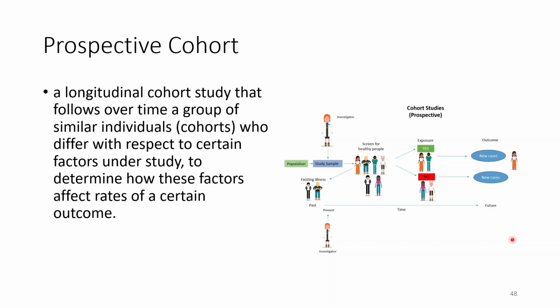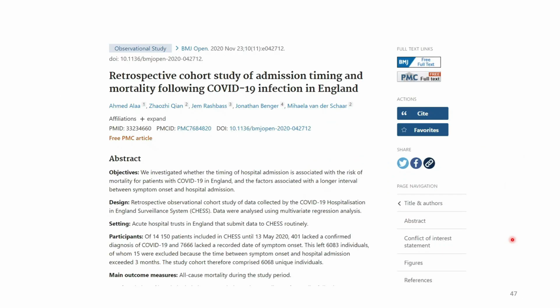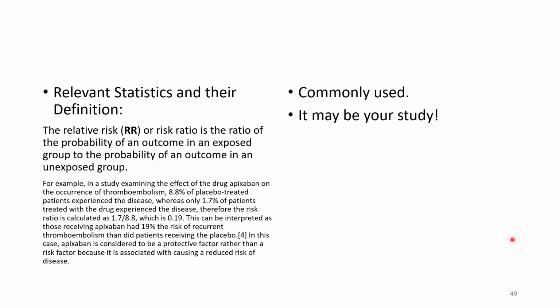This is the prospective and retrospective cohort, and both of them share the same statistical value, which is the relative risk. That's the unique statistical measure for it. So we have mentioned with case controls the odds ratio. Here it's the relative risk, which we will definitely touch on in statistical analysis. These study types are commonly used. It may be yours, but definitely the retrospective, not the prospective cohort.